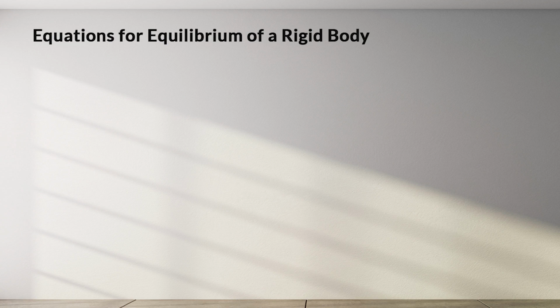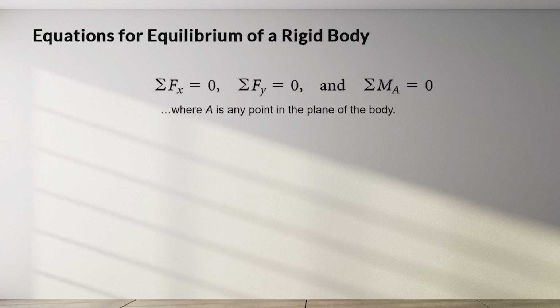Equilibrium of a rigid body requires that the resultant force and the resultant moment acting on the body vanish. After resolving forces into x and y components, the conditions for equilibrium in a plane can be expressed in terms of three equations. 1. The summation of the forces in the x direction is equal to 0. 2. The summation of the forces in the y direction is equal to 0. And 3. A moment around any point in a body is equal to 0.